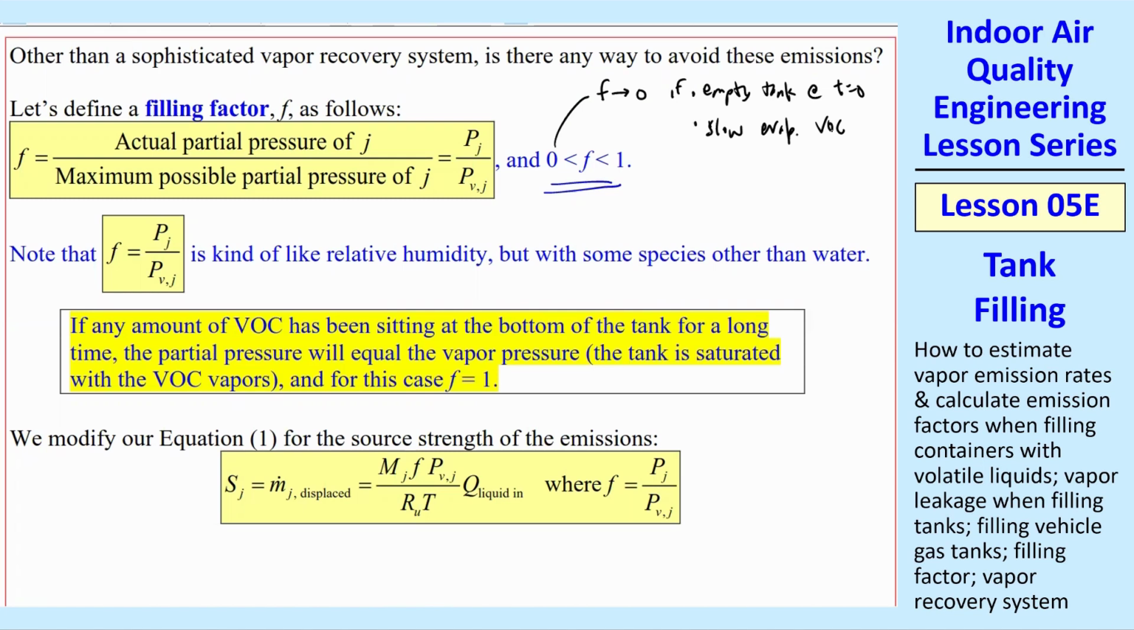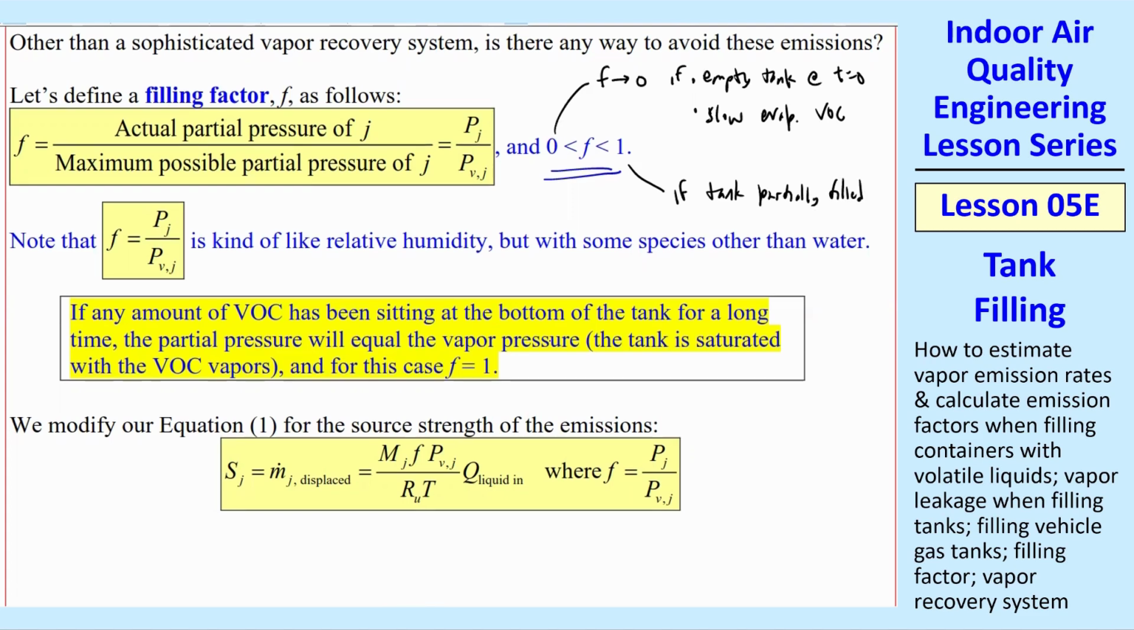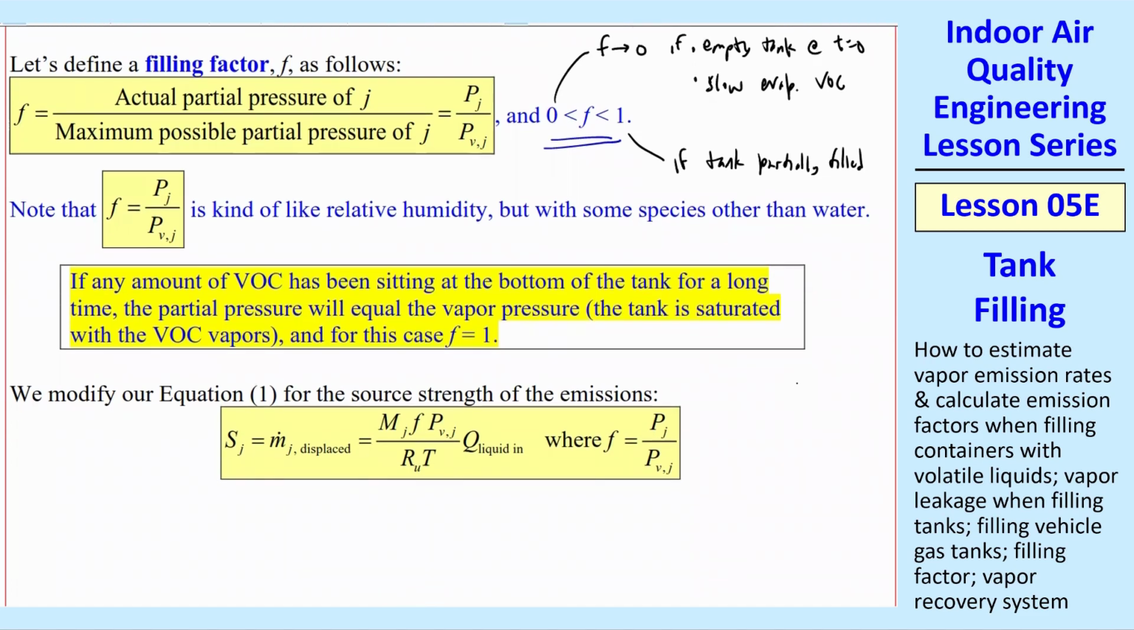So they'll just say it's slowly evaporating, and then your F could be like 0.1 or 0.2 if you fill up this tank pretty fast and you don't splash and stuff like that. You might be able to get away with that. It's 1 if the tank was partially filled and has been sitting around for a long time, like I said. This F is kind of like a relative humidity, but with some species of VOC rather than water.